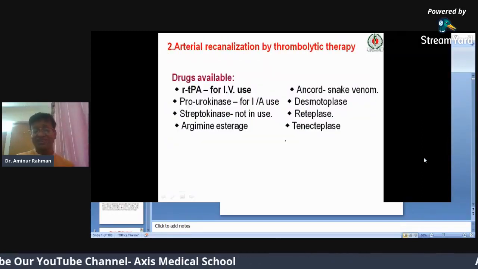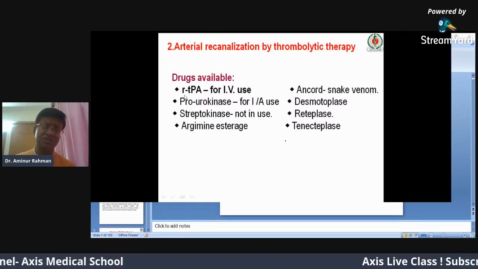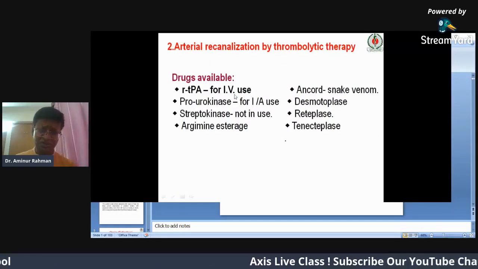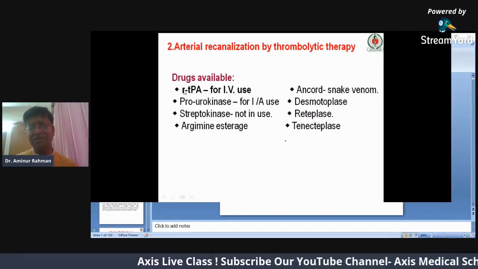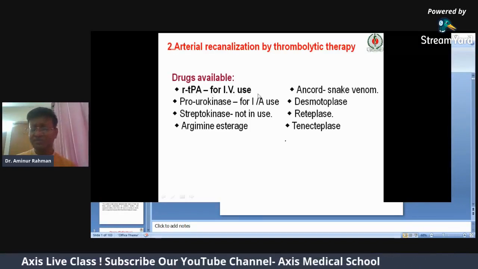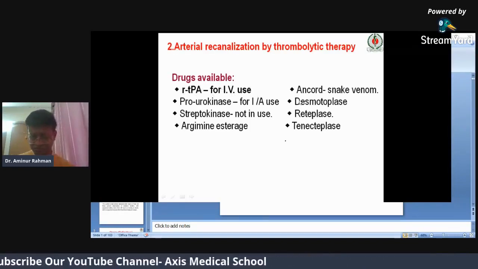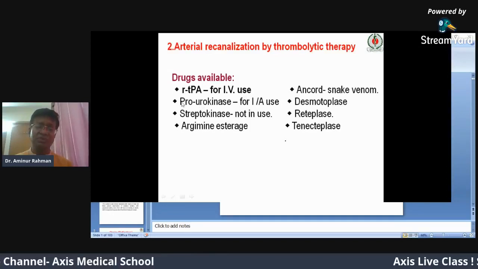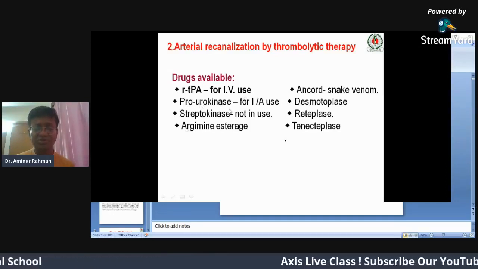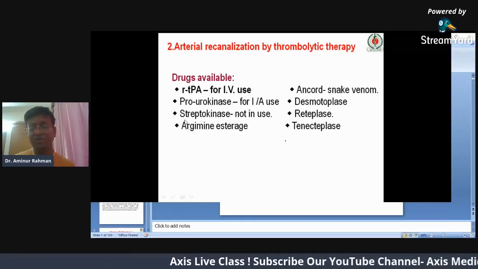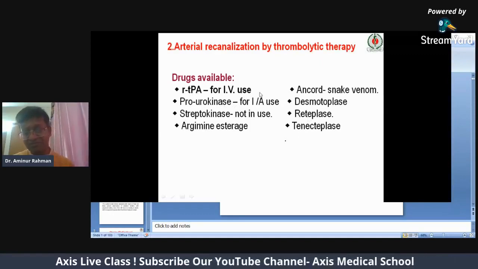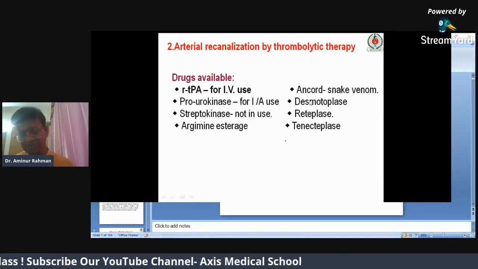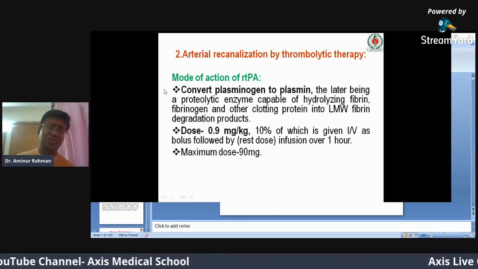What are the drugs available for IV thrombolysis or intra-arterial thrombolysis? rtPA, recombinant tissue plasminogen activator, for IV use or intra-arterial use. This is the common one. Previously pro-urokinase and streptokinase were used, but now IV rtPA is used. It is very much used in my country also.